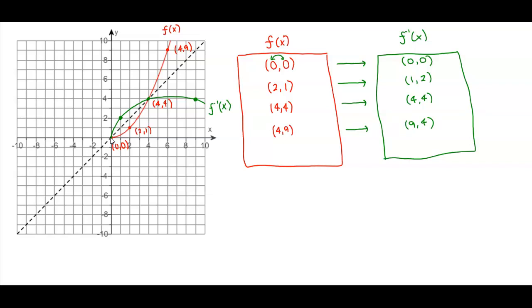Okay, so again, we know that we already have a 0, 0. We already have a 4, 4. This one's now going to be 1, 2. And this one represents 9, 4. And now we know what the inverse looks like.